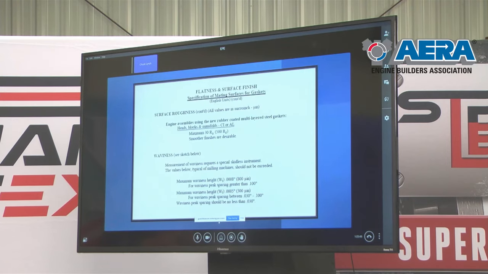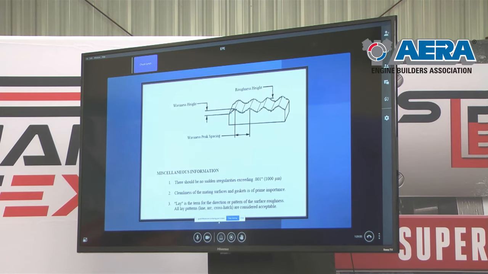So waviness, you see they actually even share some dimensionals on waviness height. No sudden irregularities of more than a few thousandths.